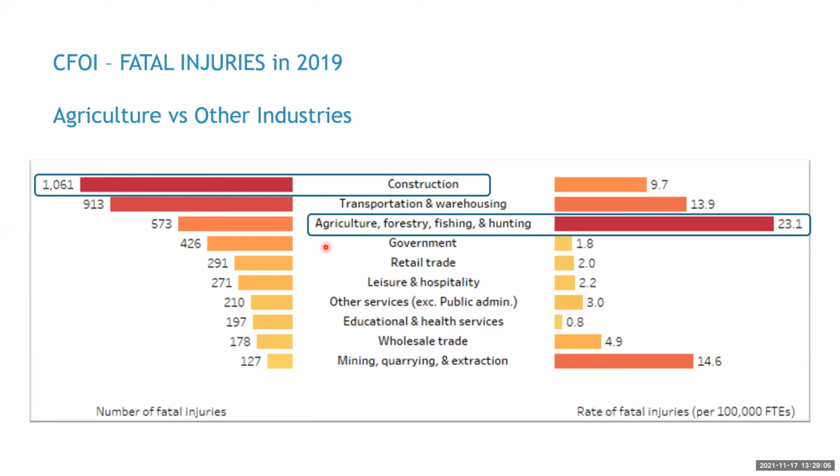But on the right side, when we look at the rates instead of just numbers, we see that the agriculture, forestry, fishing, and hunting industry has the highest rate of fatality. The rate is based on how many hours worked in that specific industry, so it's a fair comparison of the industries by using the rate of fatal injuries.